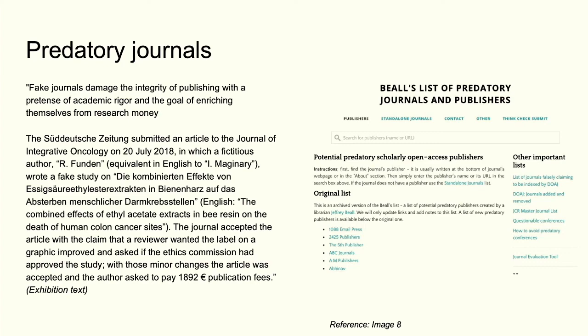One of the best of the German newspapers, the Süddeutsche Zeitung, the South German newspaper, did an experiment where they created a fake paper, sent it in under a name that's equivalent in English to a person named Imaginary, and it was accepted with no obvious basis whatsoever, and they asked for 1,892 euro for publication fee. Obviously a problem. There are a lot of predatory journals out there.